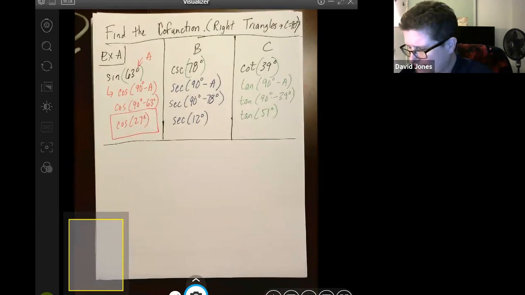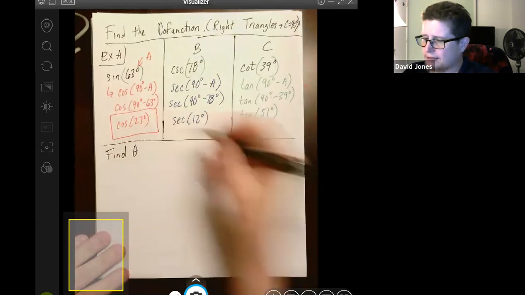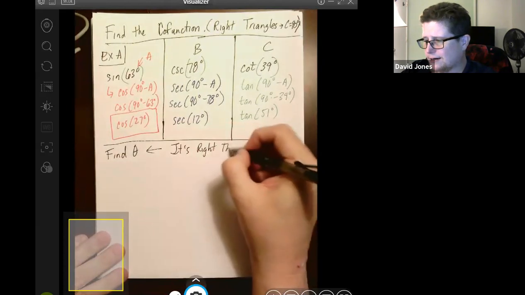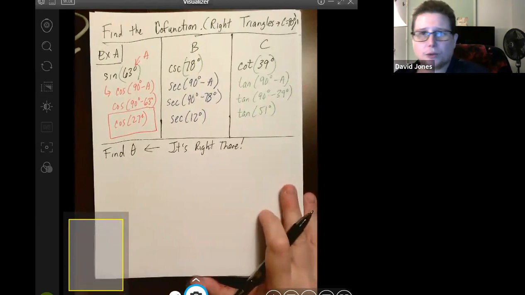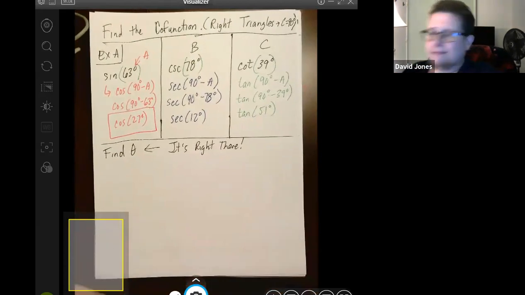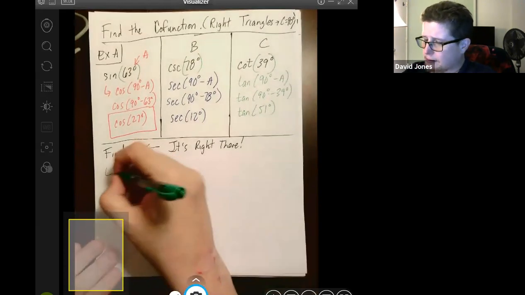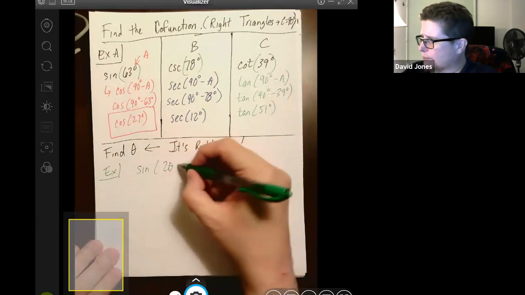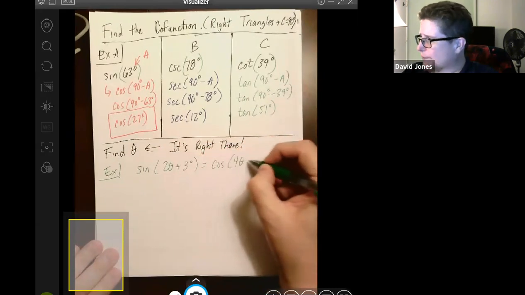We can do some more fun stuff. Let's find theta. It's right there. Yeah, I know you've all seen the whole stupid find x and someone points at x on the triangle. That was me being ridiculous. So what we're going to do, our first example, we're going to do sine of 2 theta plus 3 degrees equals cosine of 4 theta plus 9 degrees.